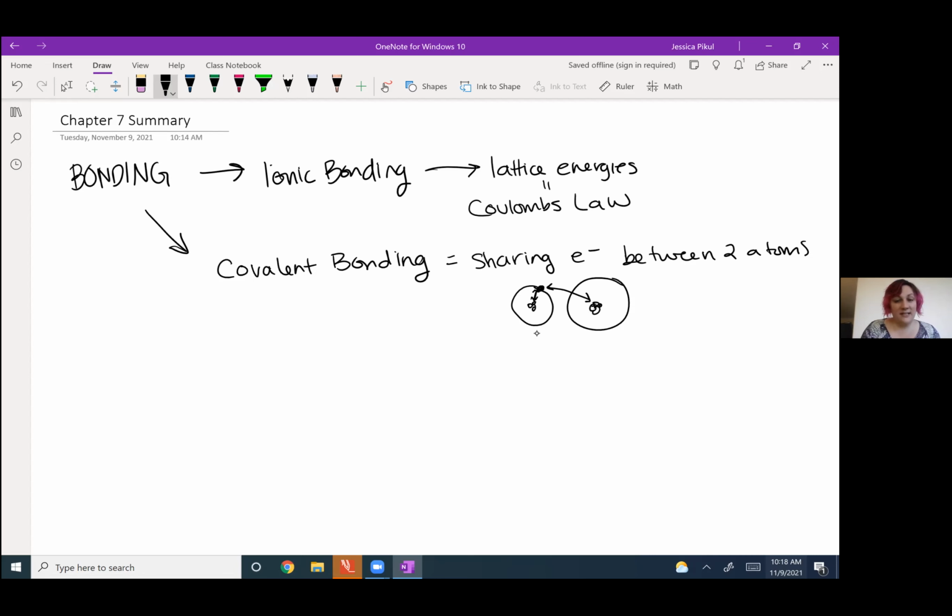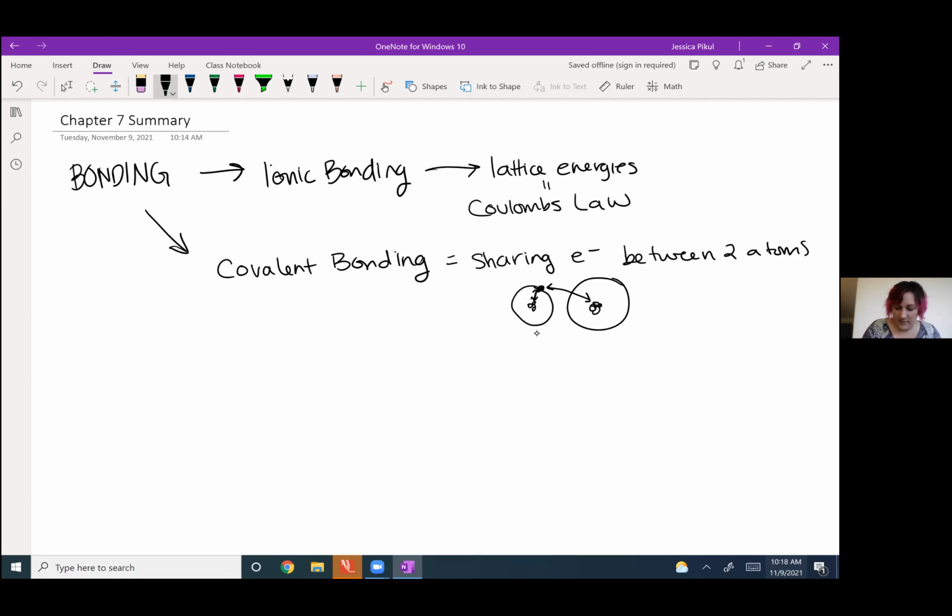And so we're still looking at Coulomb's law, right? It's still opposites being attracted. It's just in this case, it's like a negative charge being attracted to 2 positive charges on 2 different atoms. And that creates our covalent bond. So that's what it is, but kind of defining when is something covalent versus ionic.